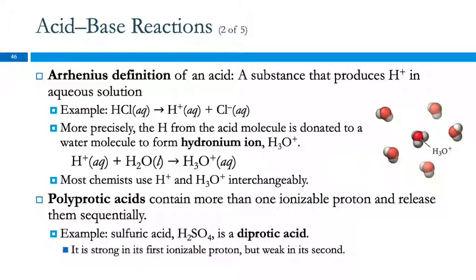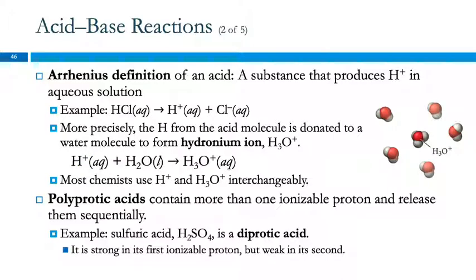So we've defined an acid before as a substance that produces hydrogen ions in aqueous solution. And this is known as the Arrhenius definition of the acid. Arrhenius was a scientist. I'm not going to get hung up on whether you know the names of the definitions, but just be aware there are different ways of defining acids. So HCl dissolved in water will ionize and form hydrogen ions and chloride ions.